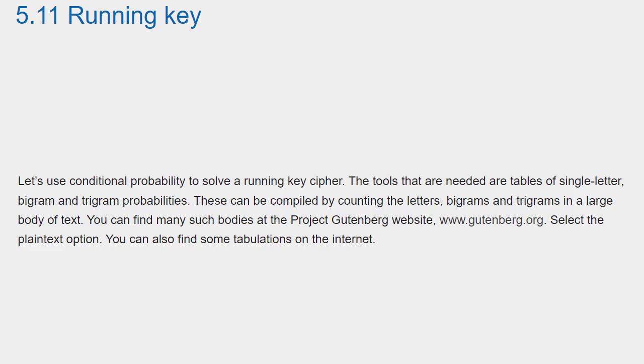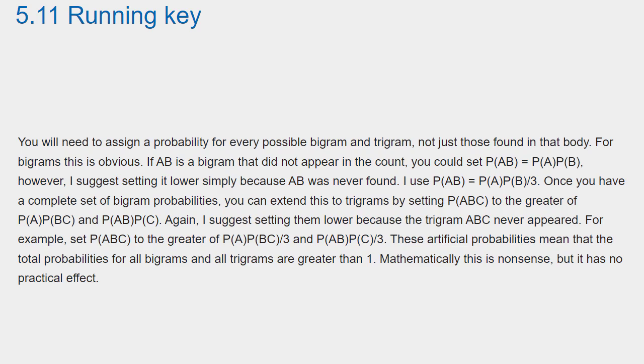Let's use conditional probability to solve a running key cipher. The tools that are needed are tables of single-letter, bigram and trigram probabilities. These can be compiled by counting the letters, bigrams and trigrams in a large body of text. You can find many such bodies at the Project Gutenberg website, www.gutenberg.org. Select the plain text option. You can also find some tabulations on the internet. You will need to assign a probability for every possible bigram and trigram, not just those found in that body.